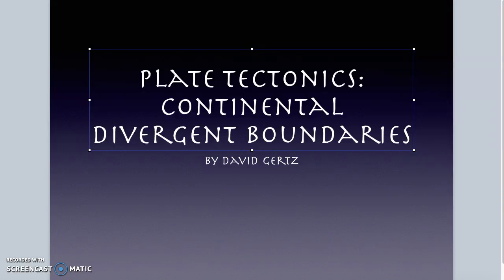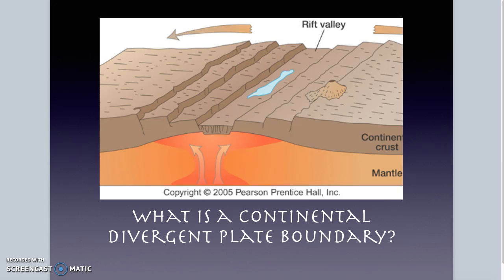We will be looking into plate tectonics as it relates to continental divergent boundaries. A continental divergent plate boundary is a location in which plates are moving away from one another.